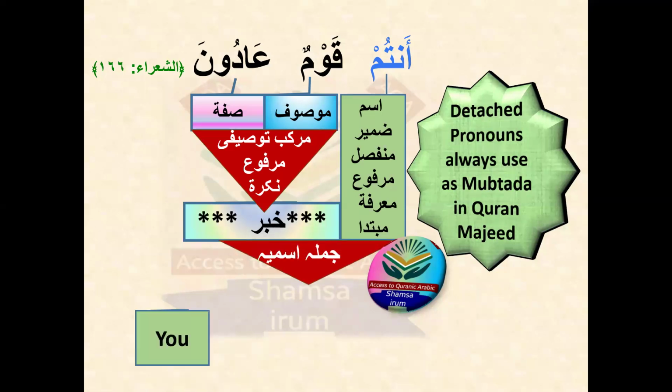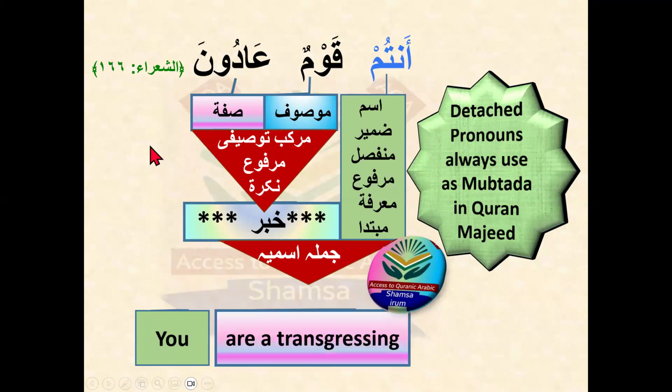Antum means you. For the khabar, as it is a descriptive phrase, a murakkab tawsifi, when we do the translation, first of all we will translate the sifa, then the mausuf. So the sifa is adun. Adun means you are transgressing. Transgressing means the people who cross the limit. And qaumun means people, a group of people, a nation or people. So you are a transgressing people, or you can say you are the people who cross the limits.